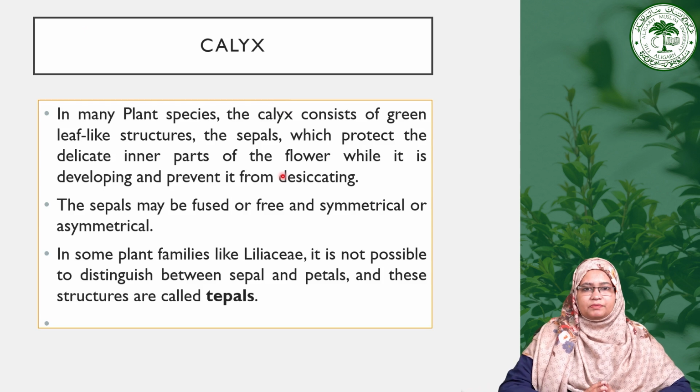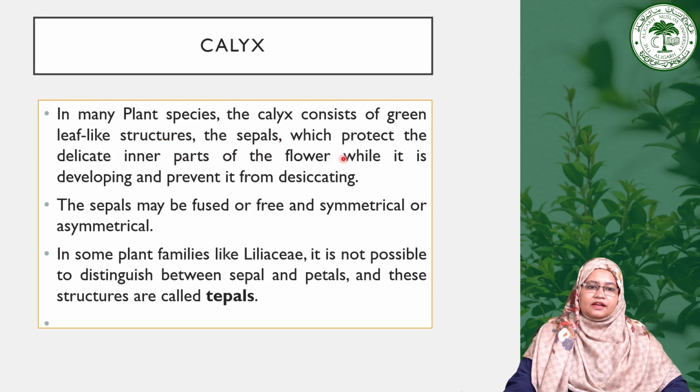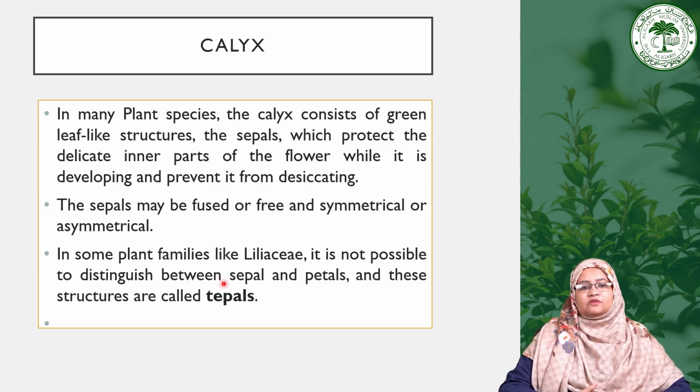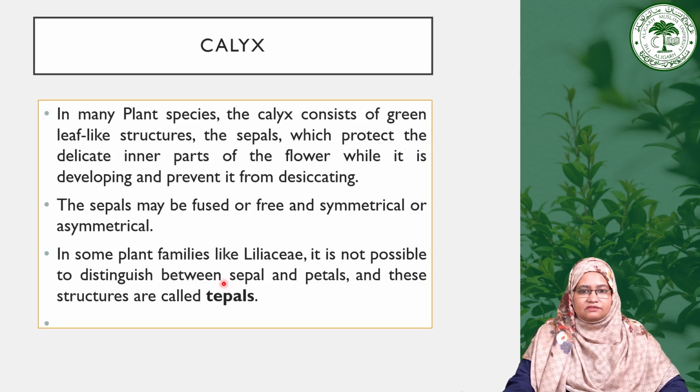Then the first, outermost part of the flower is the calyx. As we have discussed earlier, in most plant species the calyx consists of green leaf-like structures, whose unit is called the sepal, which protects the delicate inner parts of the flower while it is developing, from desiccating. Sepals may be fused or free, and they may also be symmetrical or asymmetrical. In some plants, as we have seen, there is no differentiation of sepals and petals, and these are called tepals, as in the Liliaceae family.